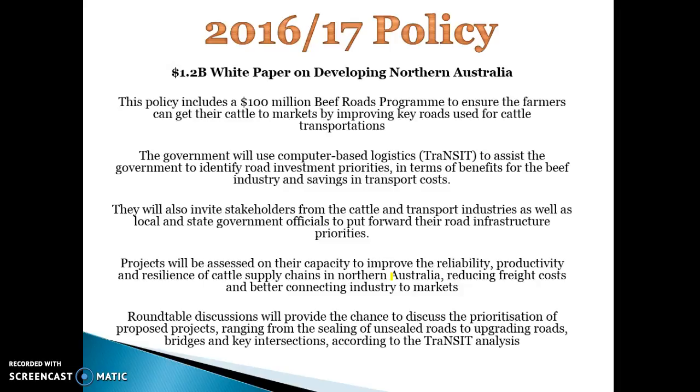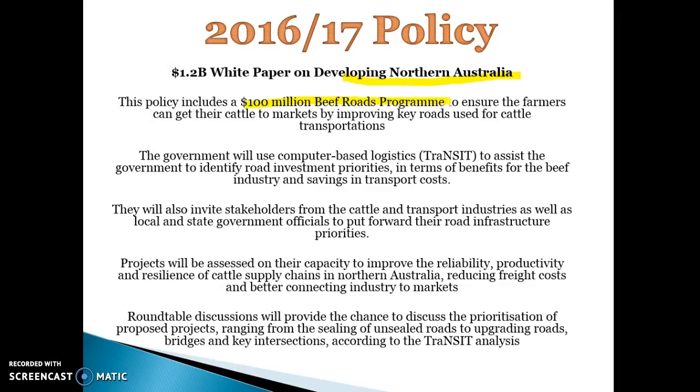All right, 2016-17, this is the main policy that you need to use related to external stability. It's a $1.2 billion proposal to develop Northern Australia. And within that policy, it includes $100 million on what we call a beef roads program, which is about trying to make it easier for farmers to get their cattle to markets.